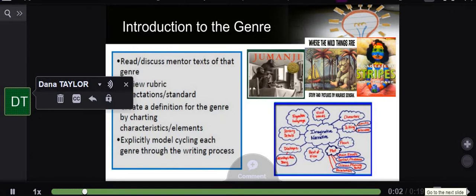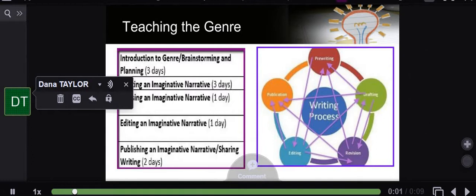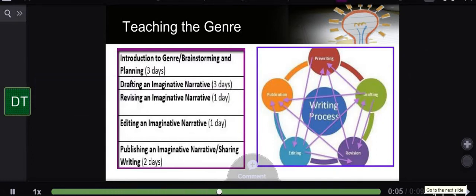In Bundle 1, Introduction to the Genre, Imaginative Narrative, the teachers and students are guided through a process. This process, as shown above, as well as using multiple mentor texts, will give students a deeper understanding of the genre. The remaining bundle is focused on teacher modeling and students creating a writing piece as they cycle through the steps of the writing process.